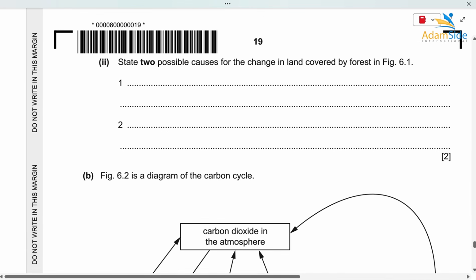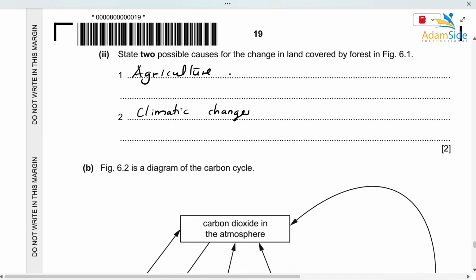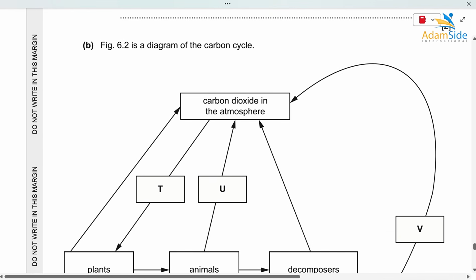State two possible causes for the change in land covered by forest. What could be the causes that have resulted in this? One could be agriculture. People cleared the land so that they could do what? Cultivation of different crops. So agriculture. But apart from that, we could have climatic changes. Maybe now it's way hotter than before, so most of the forests are dying out because of high temperatures.